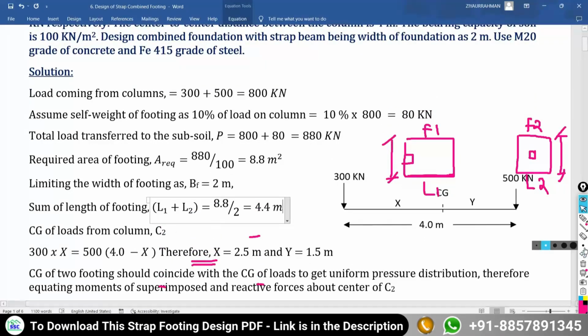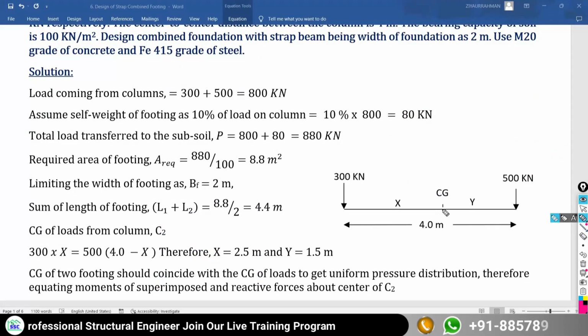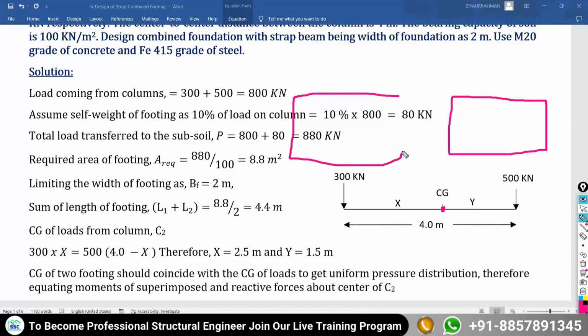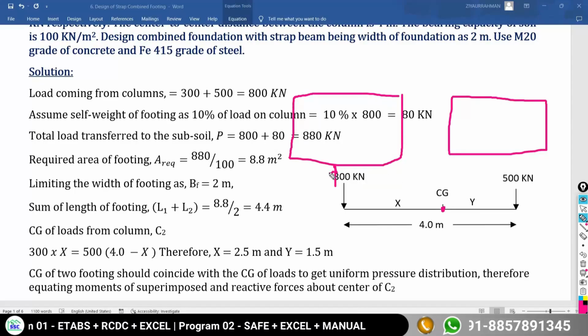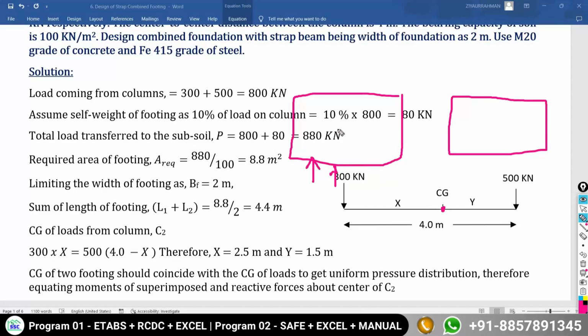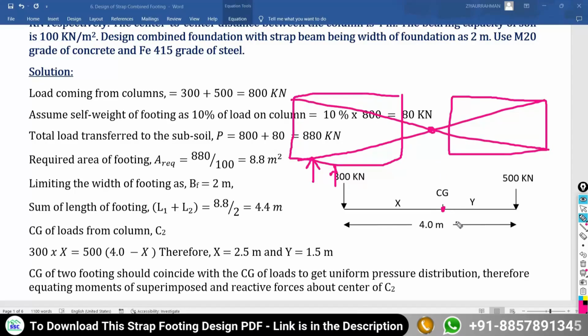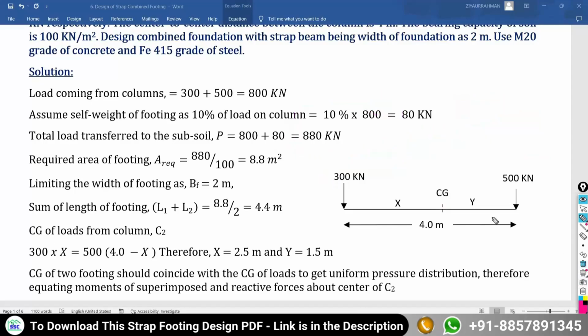After that, we have to find out the CG of the load, at what point the CG of the load is. See, we are going to design the slab foundation, and to have a uniform pressure distribution under the foundation slab, we need the CG of these two loads and the CG of the area of the footing to coincide at one point. Then only we can ensure that our upward soil pressure will be uniform. So first of all, we would like to find out the CG of the load.